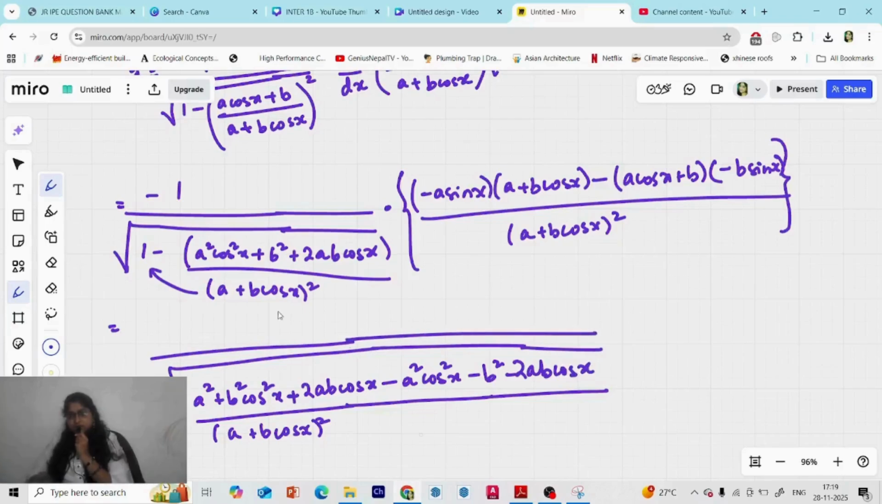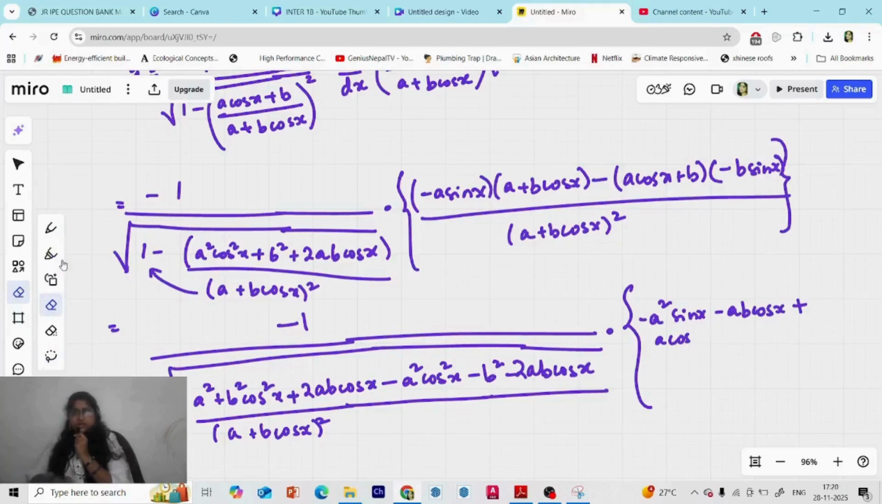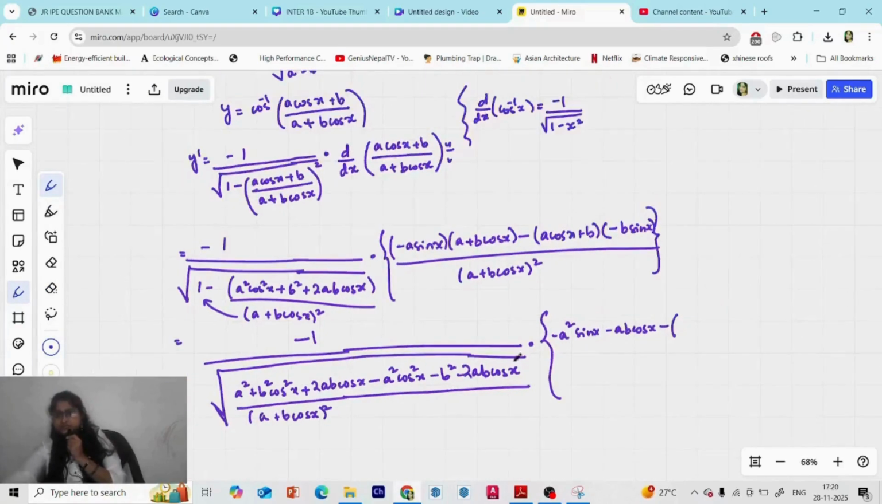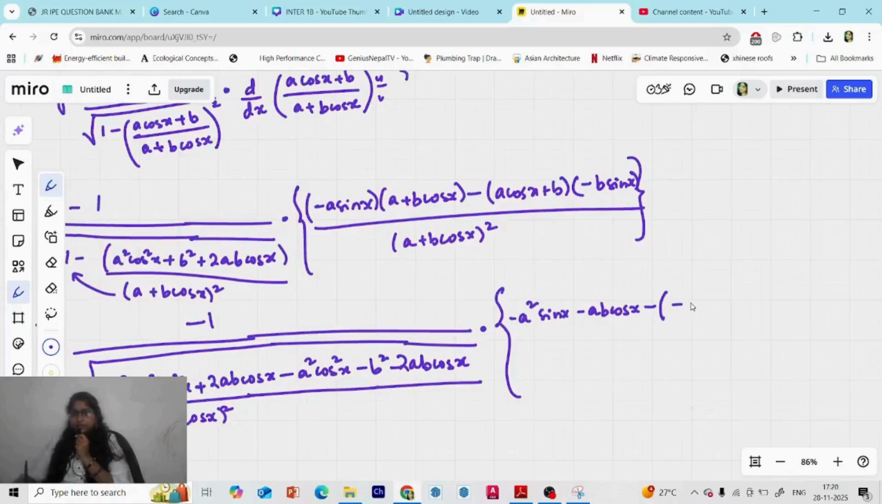Okay, and in the numerator we have minus 1 as it is into, let's open the brackets here, minus a square sin x minus ab cos x, minus a cos x, sorry, it will become plus ab sin x cos x. Okay, I'm directly opening. Wait, otherwise do it this way. Minus of minus ab sin x cos x.